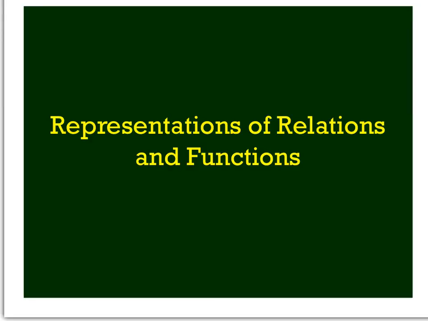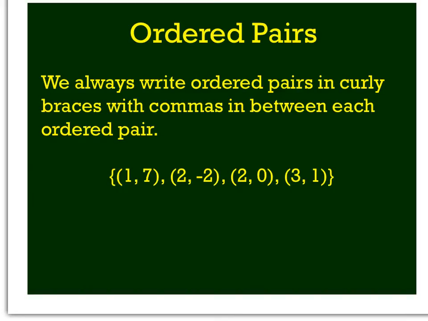So let's look at your, I believe it's lavender, or some of you may call it purple, foldable. And we're going to start off with ordered pairs, so open that flap. So under the flap ordered pairs, there's quite a bit of stuff we're going to be writing today. So when we're talking about ordered pairs, we always write ordered pairs in curly braces with commas in between each ordered pair. So you need to write that down under ordered pairs.